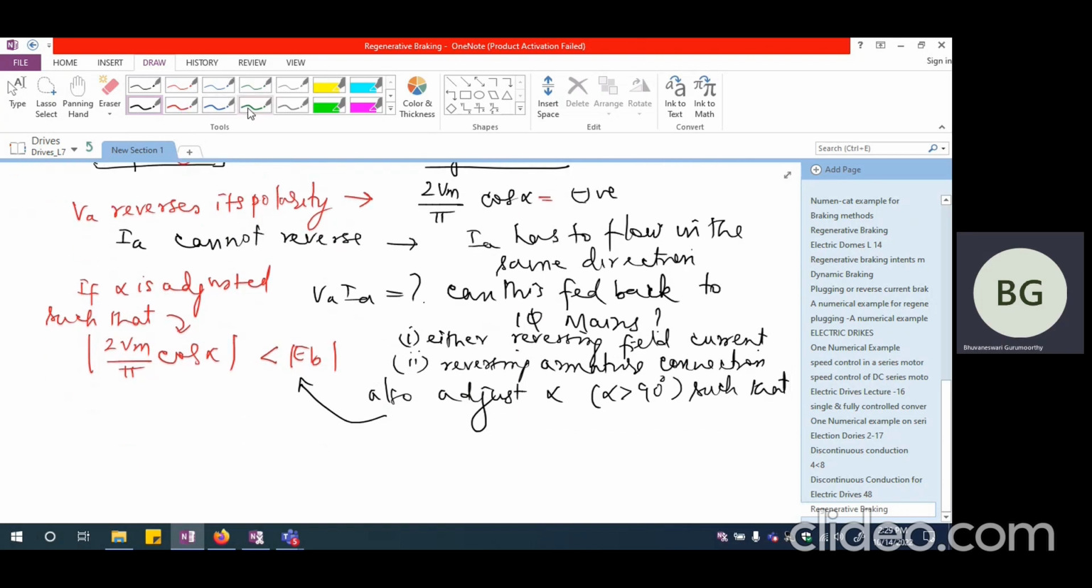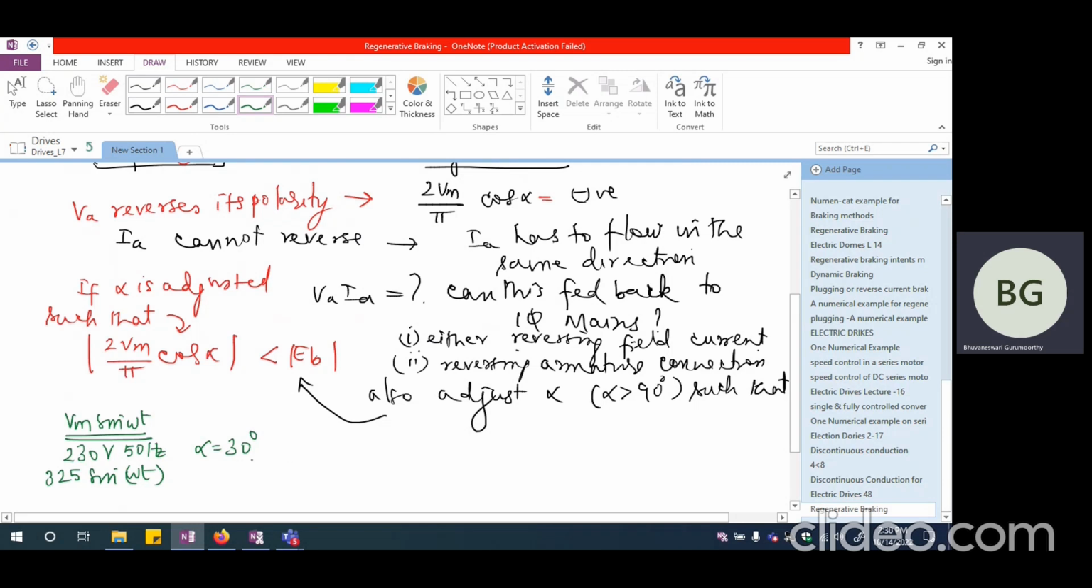Let us try to take some value. For example, let us say I am working at alpha equal to 30 degrees. Maybe the input value is something like 230 volts, 50 hertz supply. So this is going to be Vm sine omega t, which is 230 multiplied by root 2, so 325 sine omega t. That is going to be my input. And this is the firing angle.